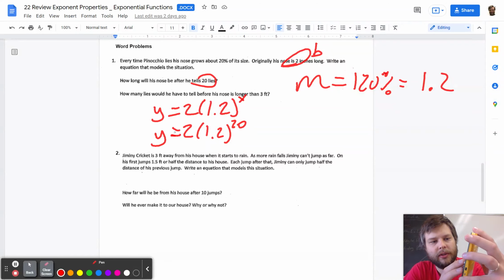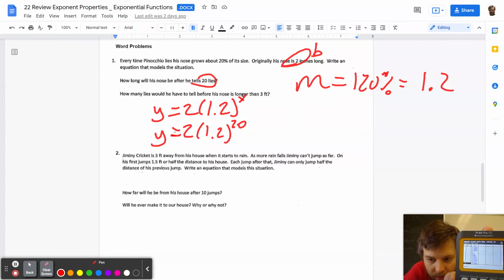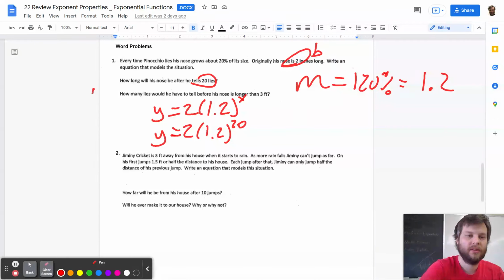And I'm going to just look at the table. So I hit second graph. And looking at the table of values here, try to answer it yourself. It looks to me like just on the third lie. Yeah, lie number 1, it's 2.4. Lie number 2, it's 2.88. So by lie number 3, it's that way.